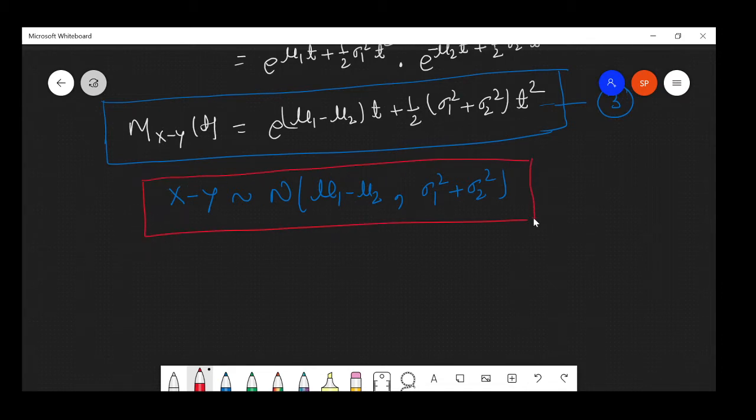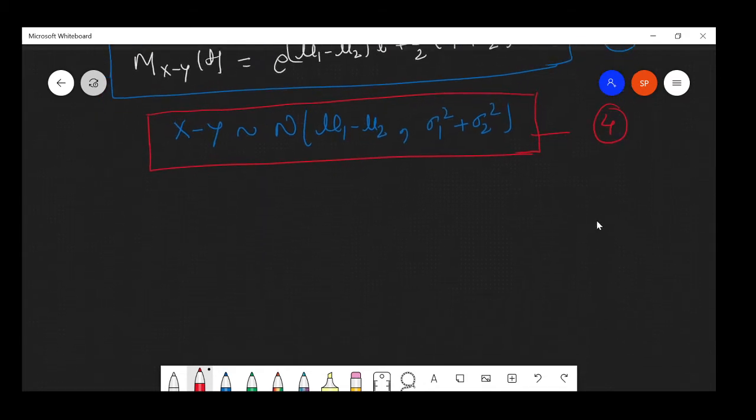Now we can say that the difference of two independent normal variates is also a normal variate with parameters mu 1 minus mu 2 and sigma 1 square plus sigma 2 square. This is the equation for the differences. Now, in general, we write the additive properties.